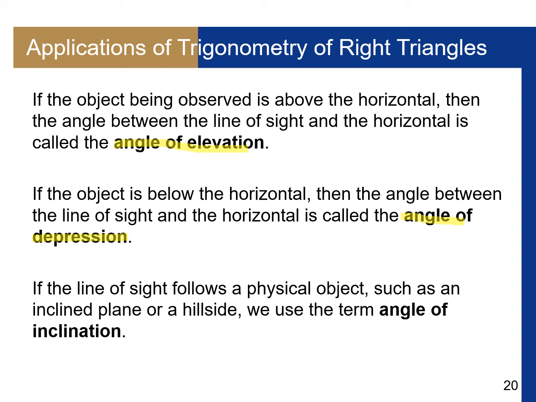The line of sight follows a physical object such as an inclined plane or hillside. We use the term angle of inclination. So again, if the line of sight follows a physical object such as an inclined plane or hillside, we're going to call it the angle of inclination.